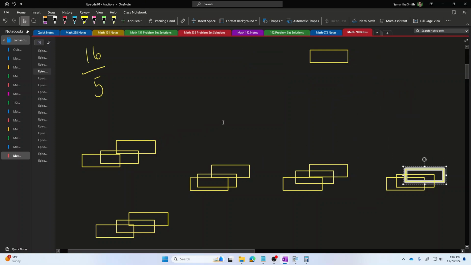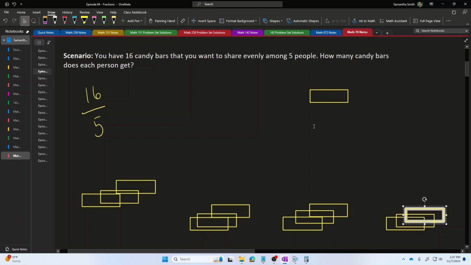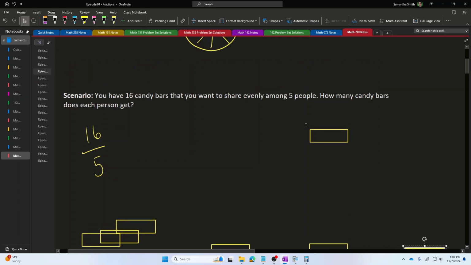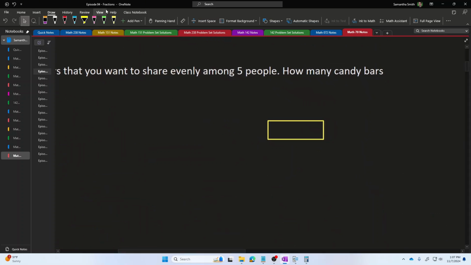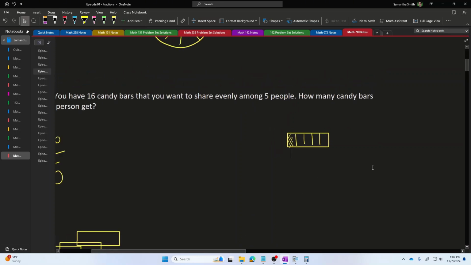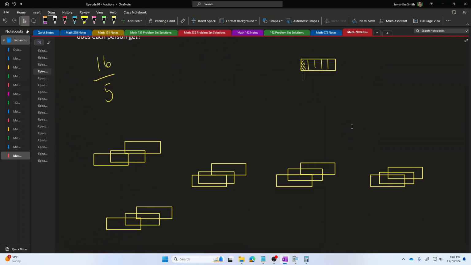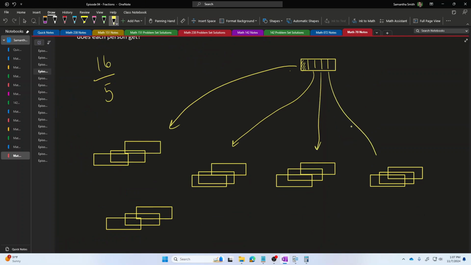So far, each of these 5 people has gotten 3 candy bars, but now I have a remaining candy bar that I have to cut up into pieces if I'm going to distribute it fairly among these 5 people. I'd have to cut it up into 5 portions, 1, 2, 3, 4, and 5, and give each person one of those 5 pieces of the candy bar. This piece would go here, this piece to this person, and that piece to that person.